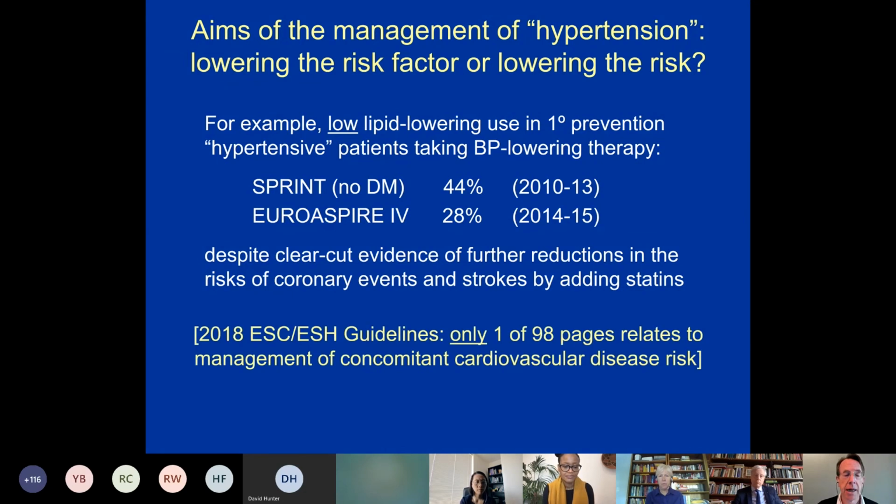And if we go back to those 2018 ESC, ESH guidelines on blood pressure control, only one of the 98 pages in those guidelines relate to the management of concomitant cardiovascular disease risk. This undue focus on the risk factor rather than on the reason why one should be interested in the risk factor, that is to lower risk, is really quite bizarre.